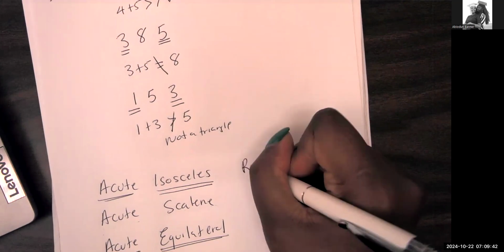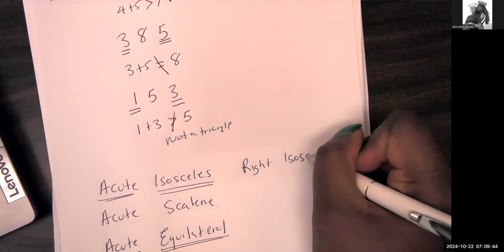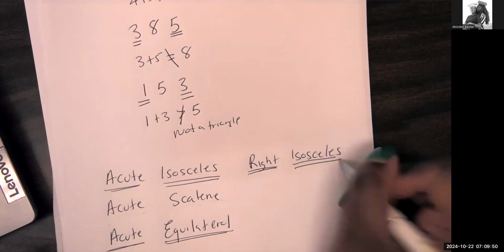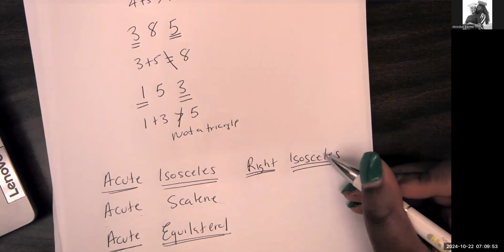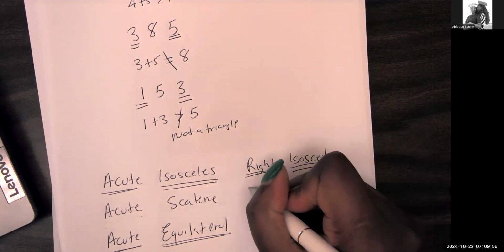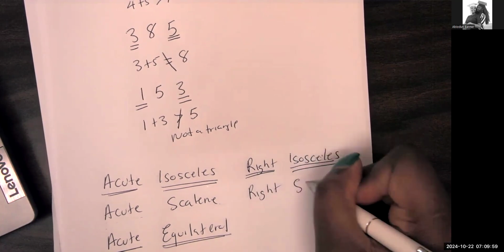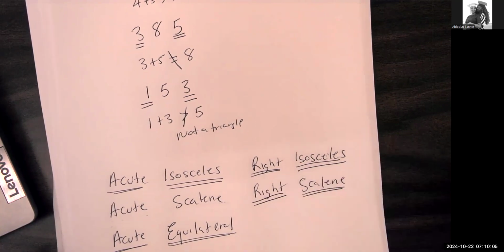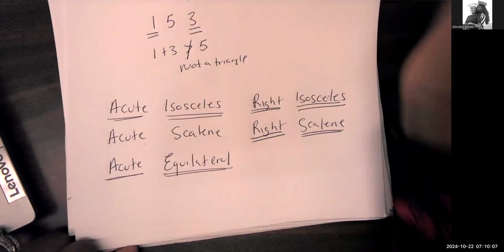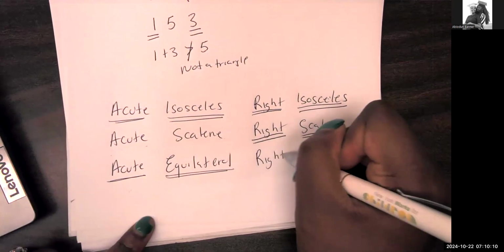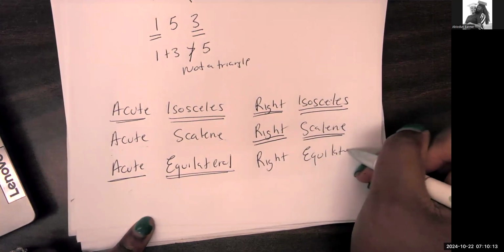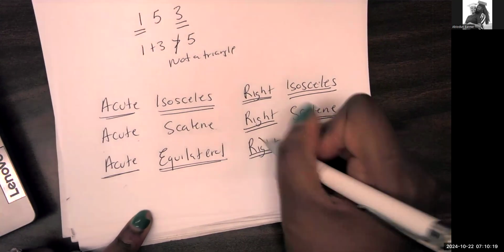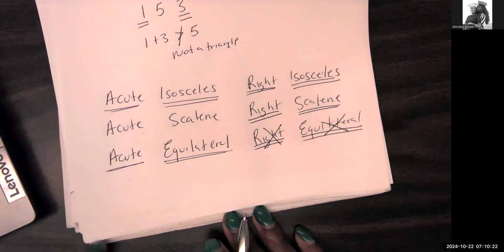Then you have the right isosceles. That means you have one right angle, only one right angle, and the other 2 angles, acute angles, are congruent. Because if you have 2 congruent sides, they have 2 congruent angles. You also have the right scalene. The right scalene means you have one right angle and all of them are different. The reason why they're all different is because all the sides are different. You would think you have a right equilateral, but you don't, because this implies that you have one right angle and all of them are the same. That's impossible. You can't have 3 right angles in a triangle, so that one is impossible.